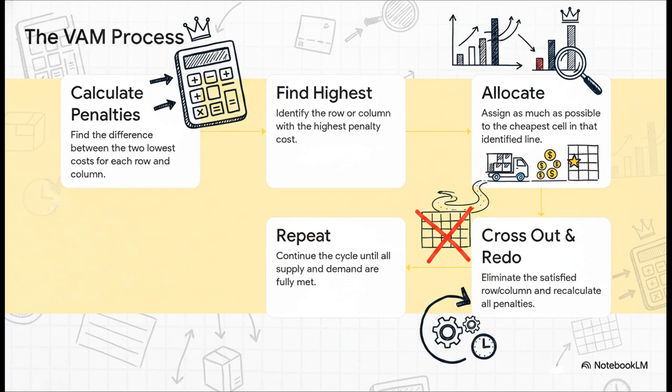The whole process is really systematic. First, you calculate all the penalty costs. Then you find the biggest one. You immediately ship as much as you possibly can along the cheapest route in that row or column. Once that's done, you cross out the row or column you've satisfied. You recalculate the penalties for everything that's left, and you just repeat the process. You just keep going until every last item has been shipped.